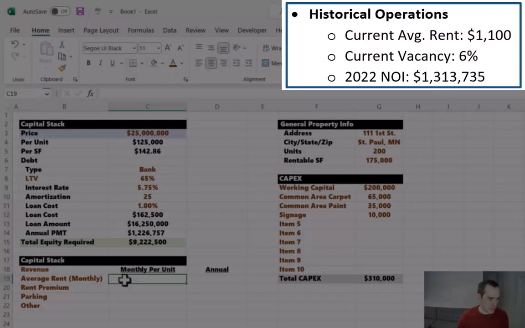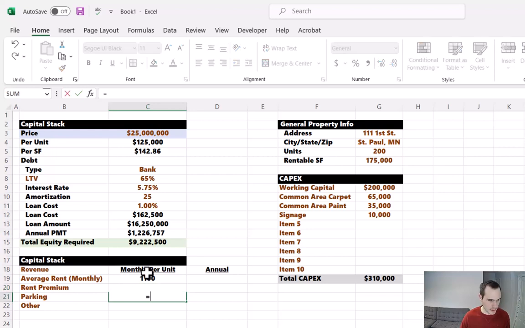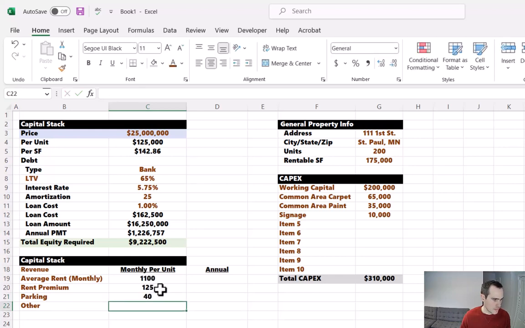From the deal details earlier, we know the average rent is currently $1,100. Let's say we did a very thorough rent comp analysis and we think there's potential for $125 rent premium above where the rents currently sit. And for our parking assumption, we'll say that there's 200 units that we could charge $40 for, and then we're going to divide that by the total amount of units at the property. And then other, we'll just assume that we estimate about $50 per unit annually in other income items. These are going to be brown text cells. I'm going to do the first one as a currency and then the rest as numbers.